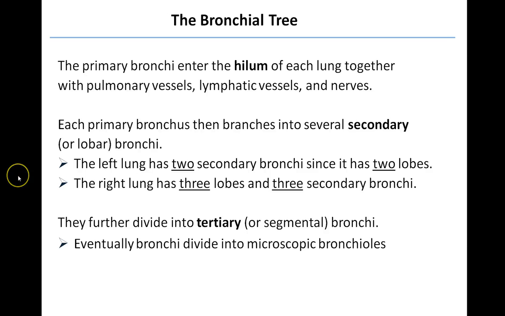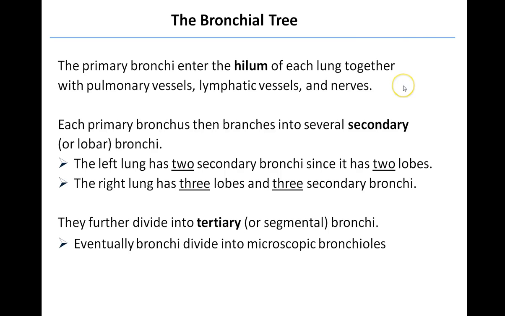On each side, the primary bronchi enter a part of the lung we refer to as the hilum. The term hilum will pop up a few times in this unit. It's basically an indented region. We saw the hilum when we looked at the spleen previously, an indented region where the arteries and veins were entering the structure. It's a similar thing going on here. You have this indented region where the blood vessels, lymphatic vessels, and nerves can enter.